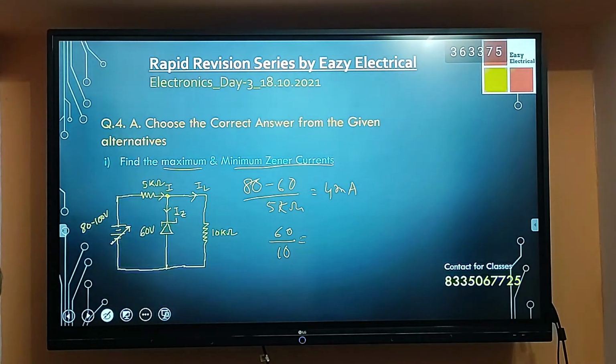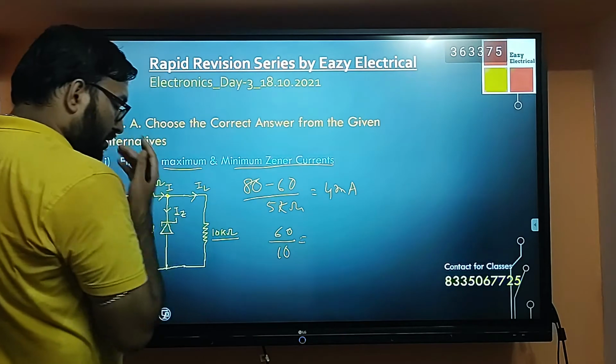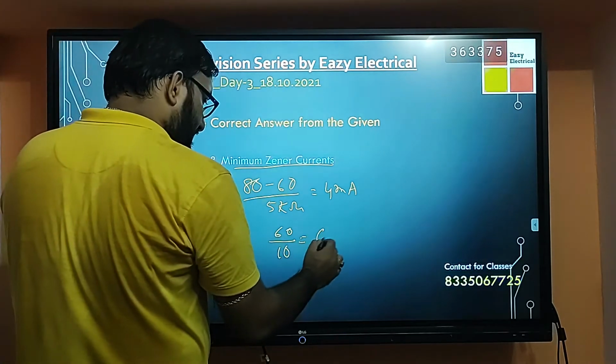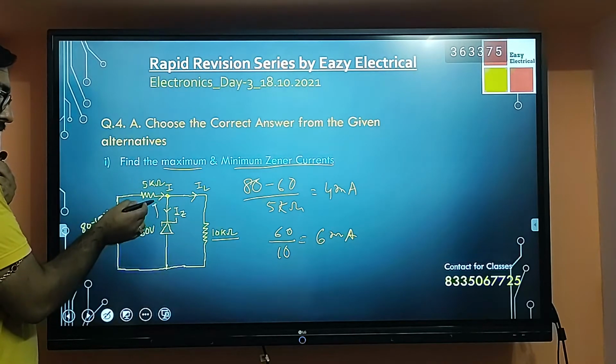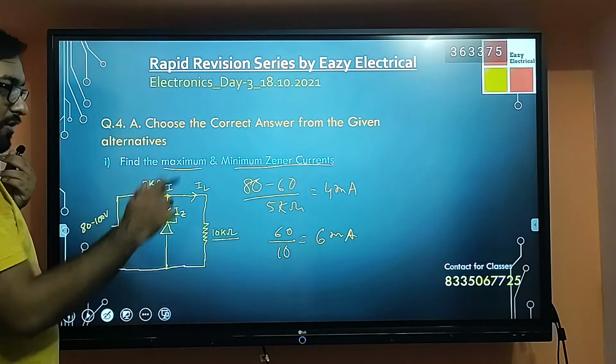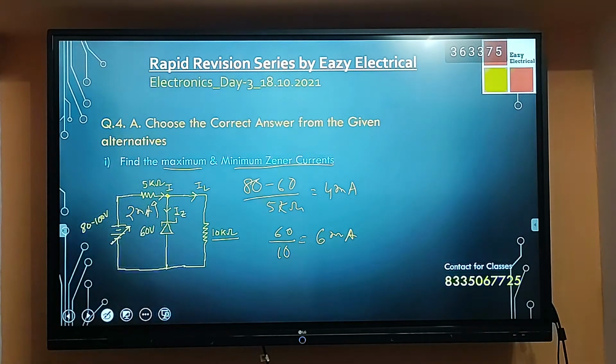Have I done some mistake? 60 volts are there, and here is 10 kilo ohms, right? So if it is 10 kilo ohms, that means 6 milliampere current will go in this direction. So in the reverse direction there will be a current flow, and that reverse current will be 2 milliampere. 2 milliampere of reverse current will flow like that.